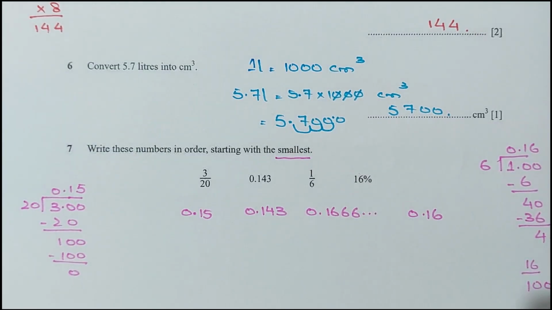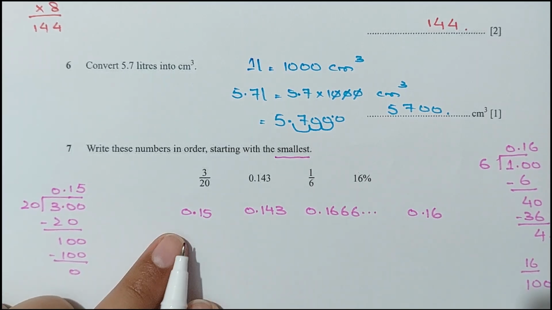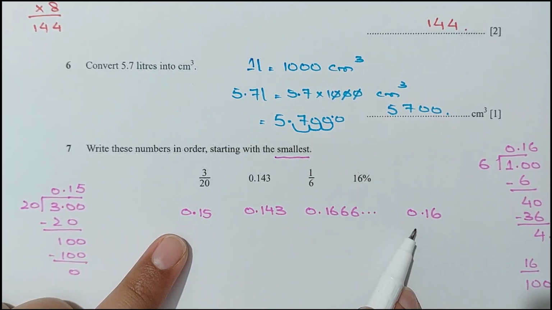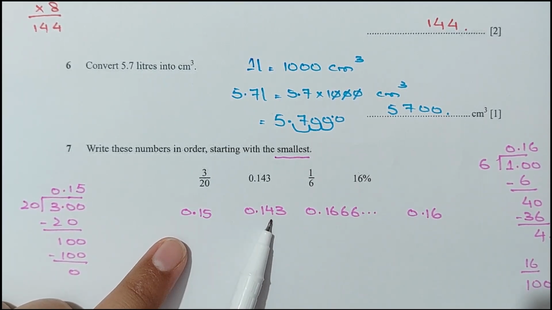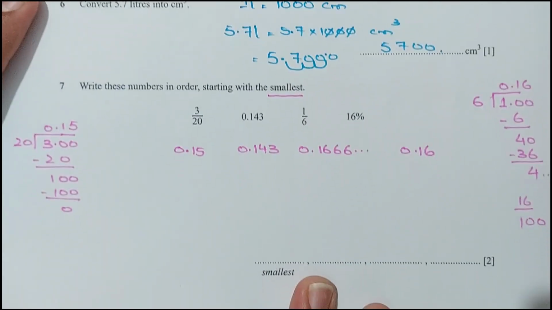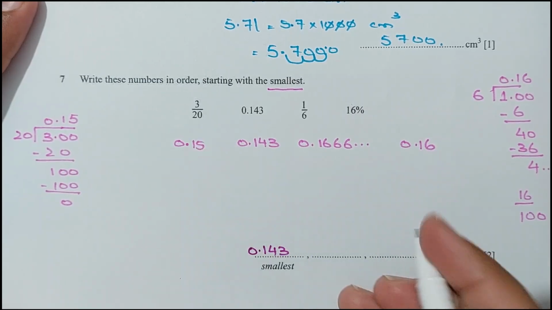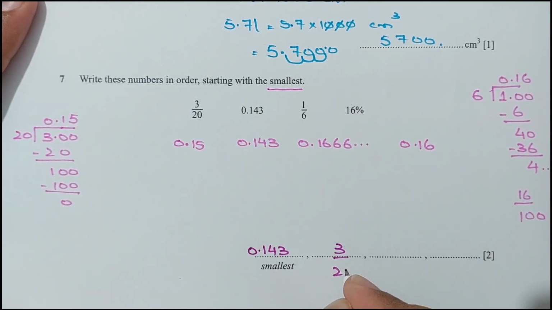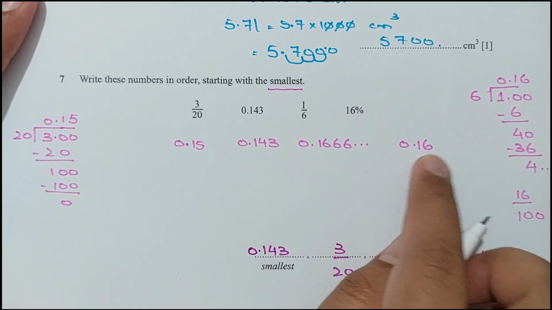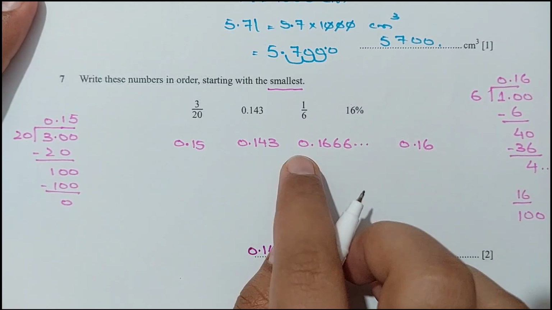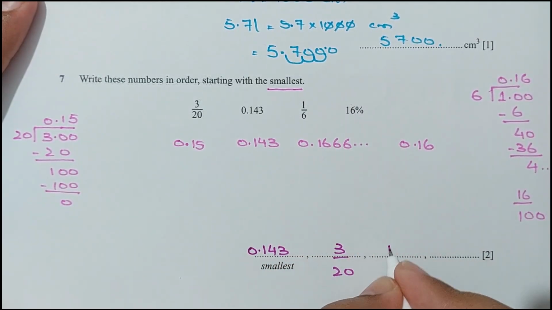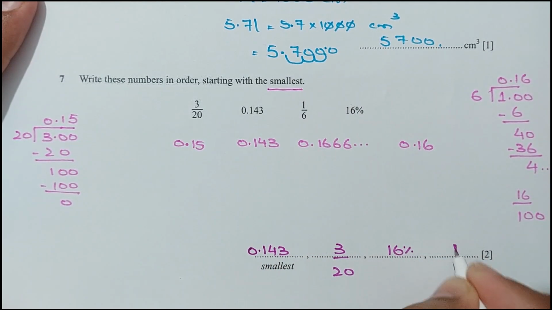Now let's arrange them from smaller to higher. 0.14 is the smallest one. So the smallest is 0.143, and then 0.15, which is 3 by 20, and then 0.16. This is 0.160, and this is 0.166. So 16%, and the largest one is 1 out of 6.